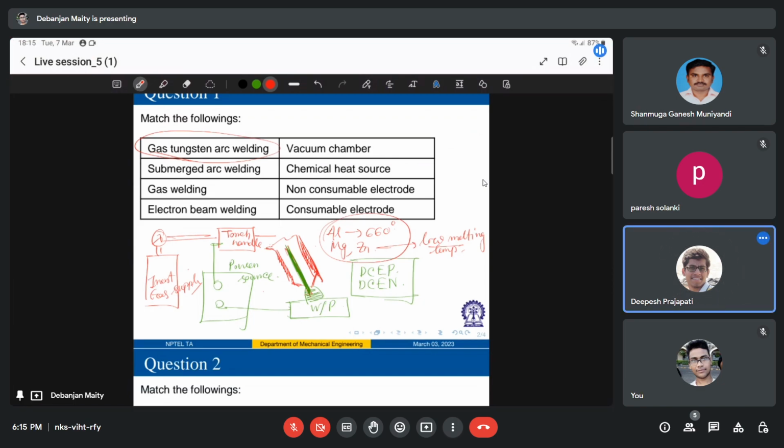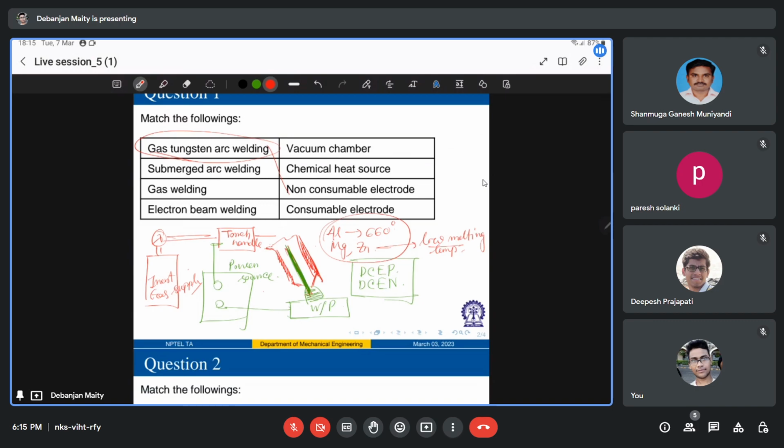Non-consumable. As I said, this will be a non-consumable electrode. And then you have this submerged arc welding. So what happens in submerged arc welding? In submerged arc welding, the arc is maintained underneath a mass of fusible granular flux. So there will be some kind of flux under which you are maintaining your arc, right?